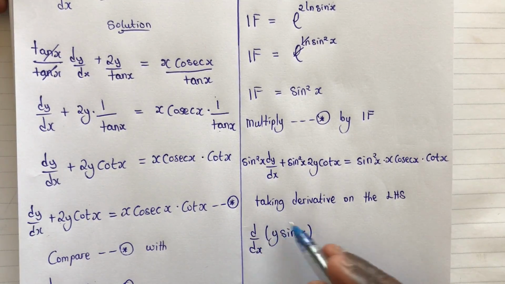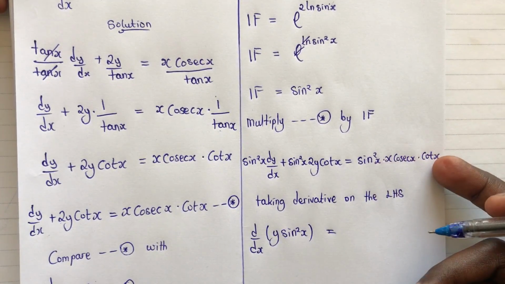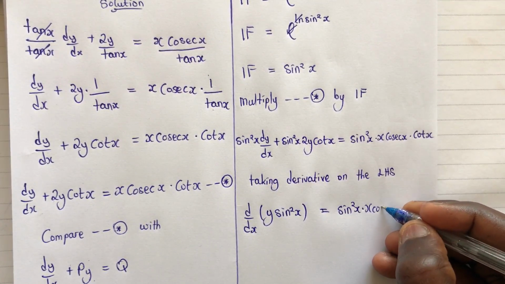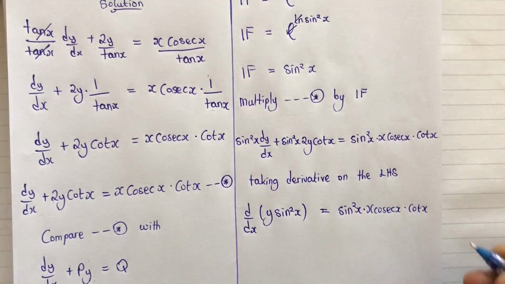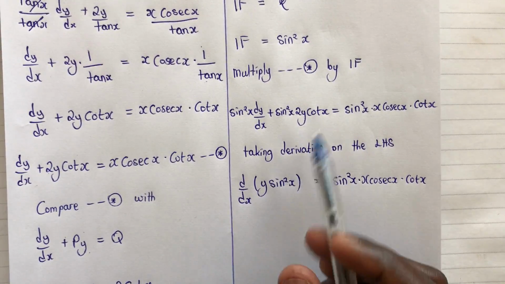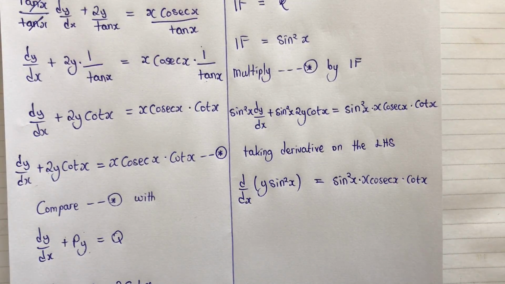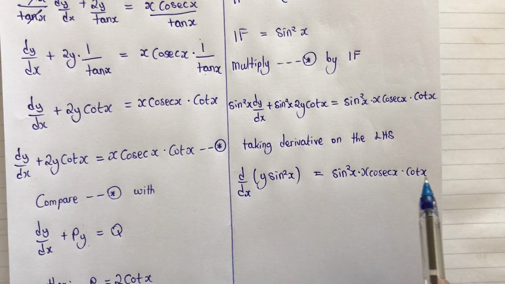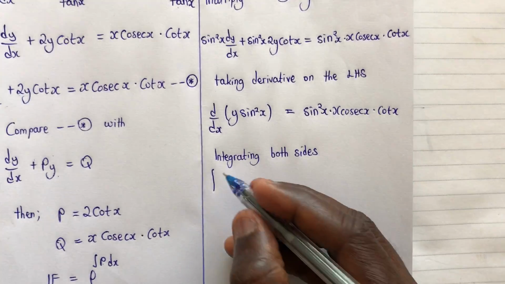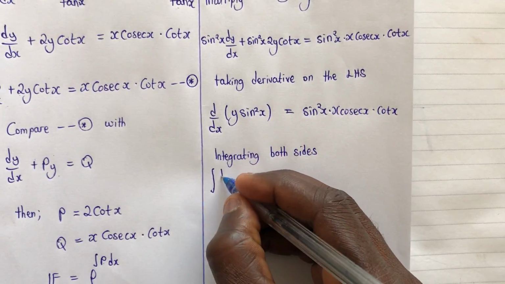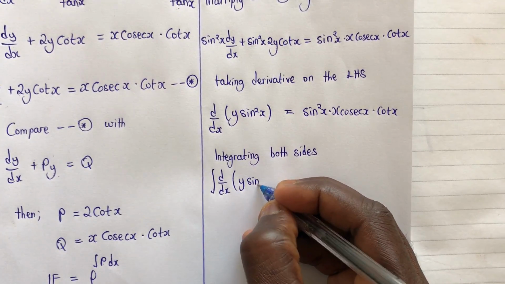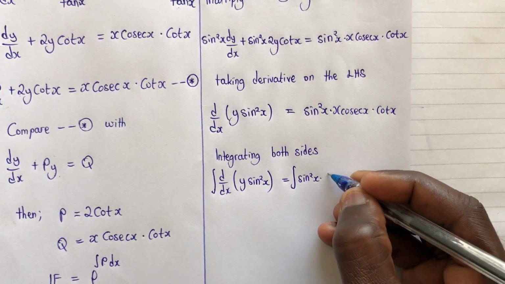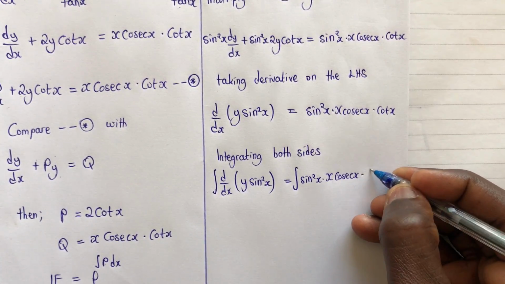Okay, so now once you take that derivative, you equate it to the what? To the right hand side. So we have sine squared x dot x cosec x dot cot x. Now remember that the derivative of this side generates the left hand side. I've already explained that. Now from here, you can now integrate both sides of the equation, both the left and the right. So we apply the integral on the left hand side, d dx of y sine squared x equal to the integral of sine squared x times x cosec x times cot x.